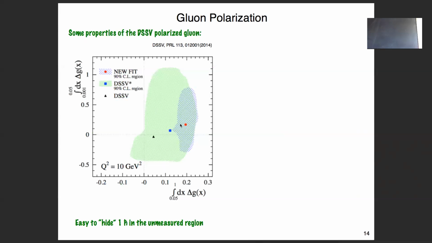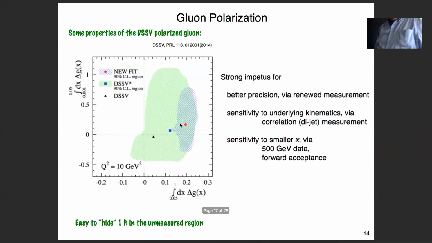Well, so what does that mean in terms of decomposition? Among other things, it means that it's easy to hide a unit of ħ or so in the unmeasured region, just looking at the size of this vertical blob. So what does it mean from an experimental point of view at RHIC or at STAR? Of course, one wants to get to better precision, right? I mean, obviously, you want to narrow this down further because that's what you can do. And it may be a while before you can do that better.